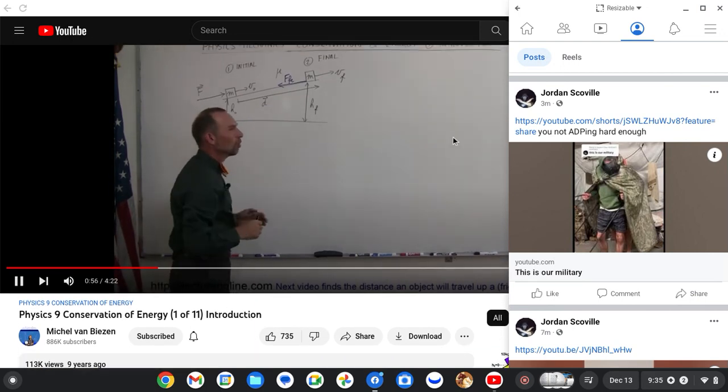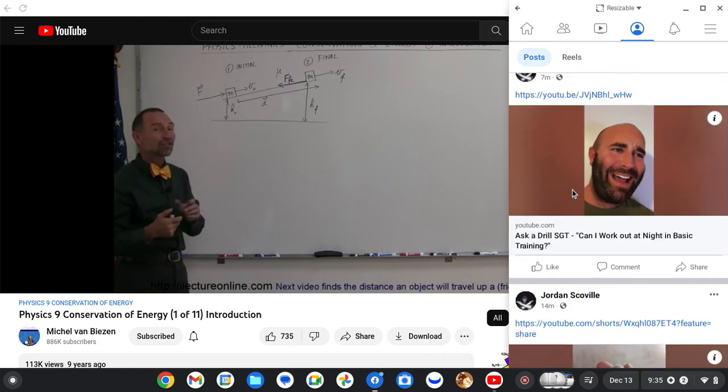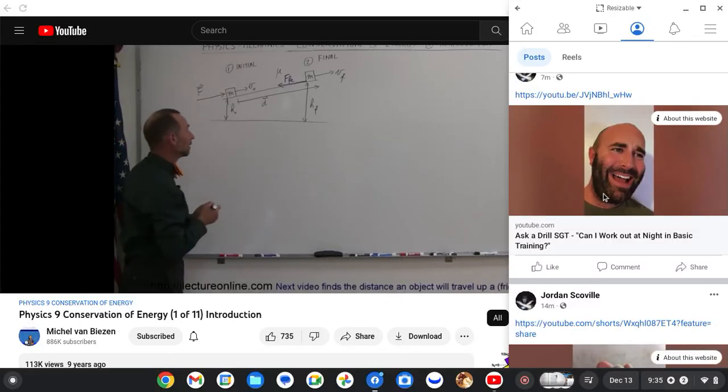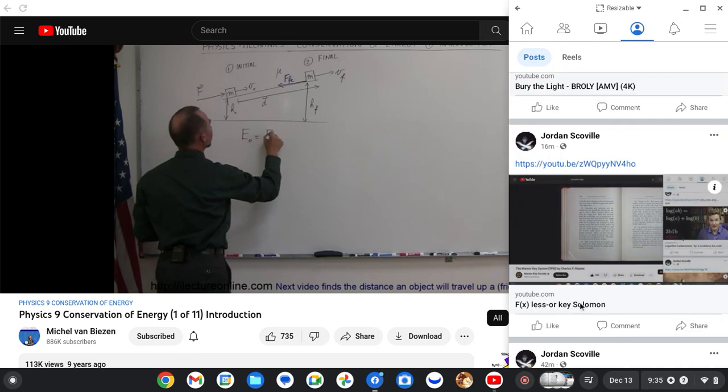So how do you set up an equation to relate those initial and final states to each other? Well, what we can say is that energy is always conserved. Therefore, we can say that initial energy must equal final energy.